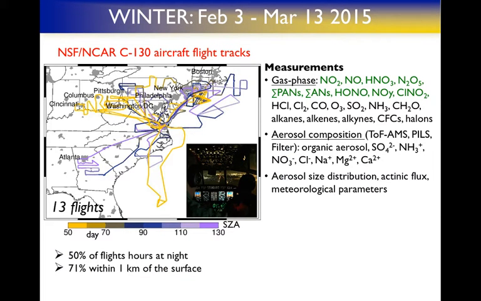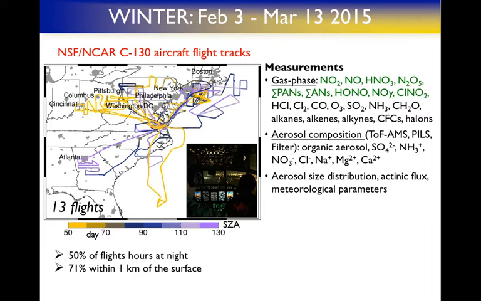So we conducted 13 flights between February and March 2015. Most of the flights were below 1 kilometer altitude, and half the flights were at night. We had a very rich chemical payload, in particular many species in the NOy family.